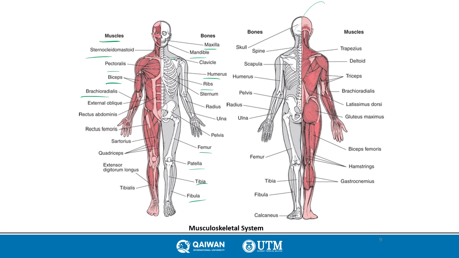Also the muscles of the back: trapezius, one of the big muscles, triceps, brachioradialis, deltoid, latissimus dorsi is also a big muscle here. We have the gluteus maximus, biceps femoris, hamstring, and gastrocnemius muscle. The bones: the skull, and we have the scapula, spine, humerus, pelvis, radius, ulna, femur, tibia, fibula, and calcaneus bones.